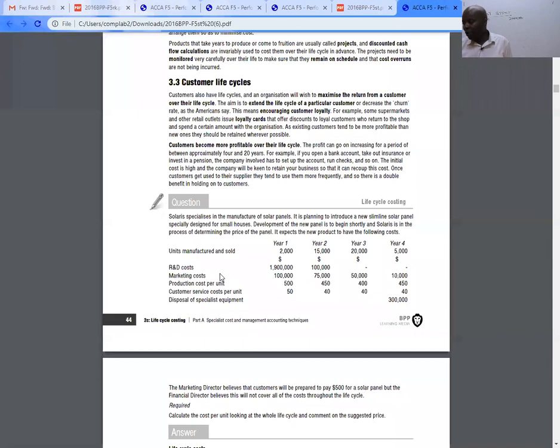How about marketing cost? The same. What I'm supposed to do is to add all marketing cost here for all the years: 100,000, 75,000, 50,000 plus 10,000. Can a good student give me the total lump sum figure of marketing cost? Could you kindly give me an answer?